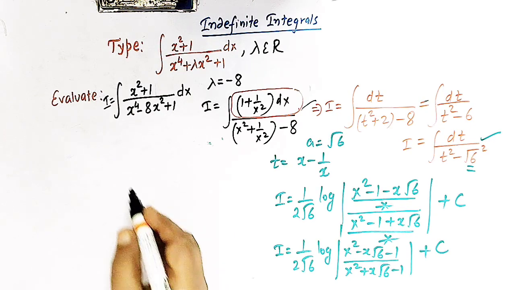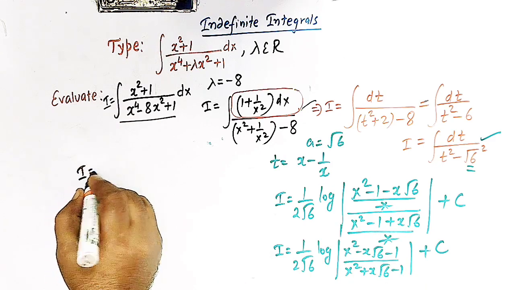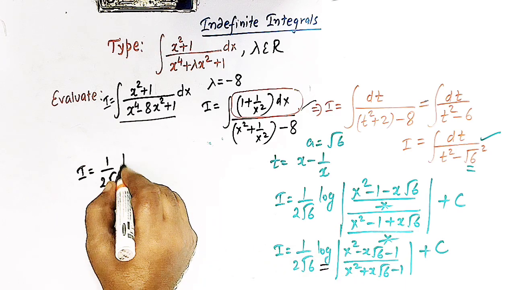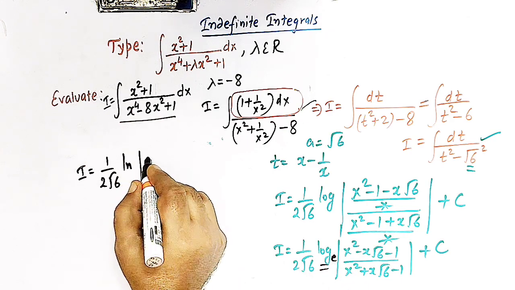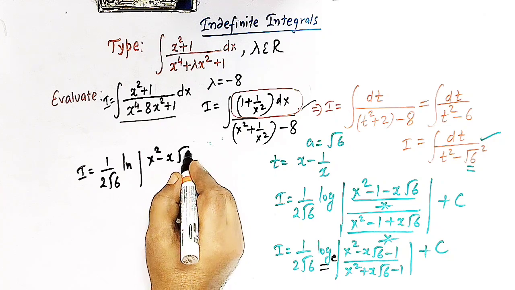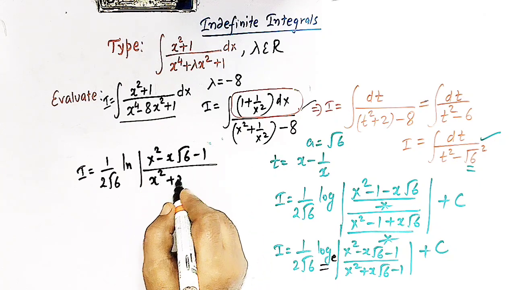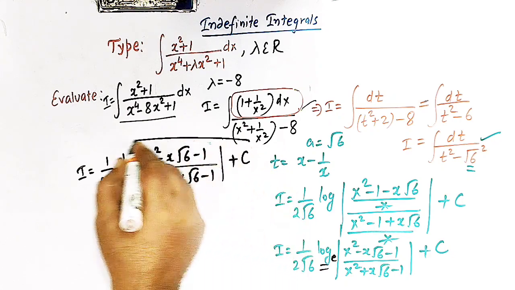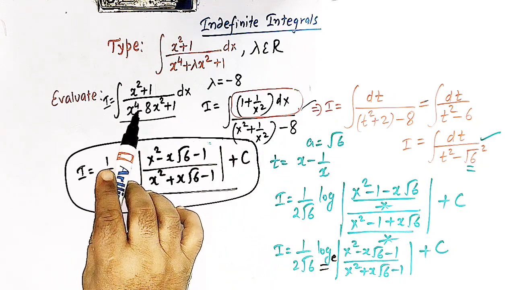So now the required value of this integral I is given by I is equal to 1 over 2 root 6, and this log may be written as ln, here we can also write the base as e, times x square minus x root 6 minus 1 divided by x square plus x root 6 minus 1, and c is the constant of integration, right? So this is the required value of this integral.